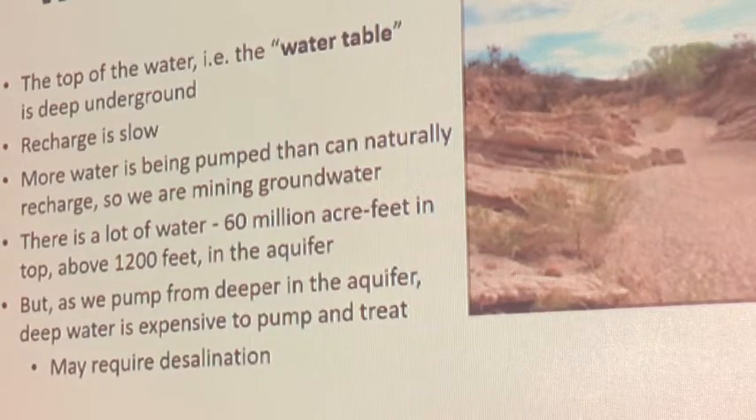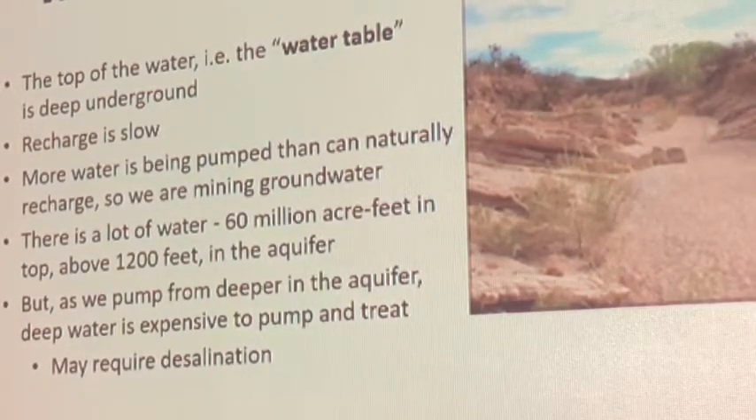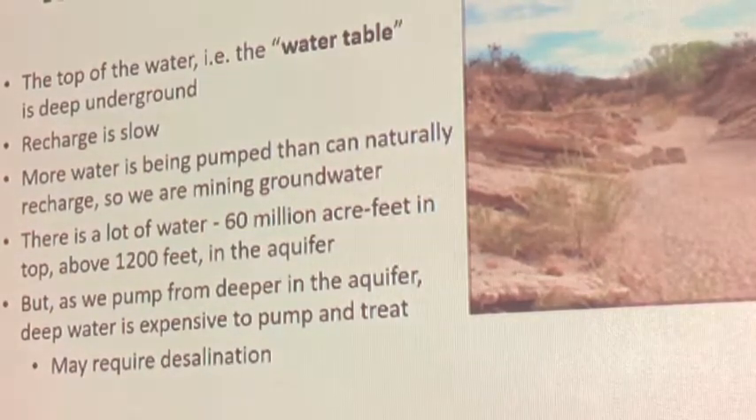So whereas the Tucson AMA might be in safe yield, here there are a lot of places where we're mining the water. That creates a situation which we call overdraft, where we're overdrafting the supply. There's a lot of water in the AMA, at 60 million acre feet above the 1,200 feet level. But as we pump from deeper, and you can pump more deep water, you just have to be aware that the water quality goes down, and also it costs more to pump that water. So there's a number of things that make it not very good to pump more water than you need.